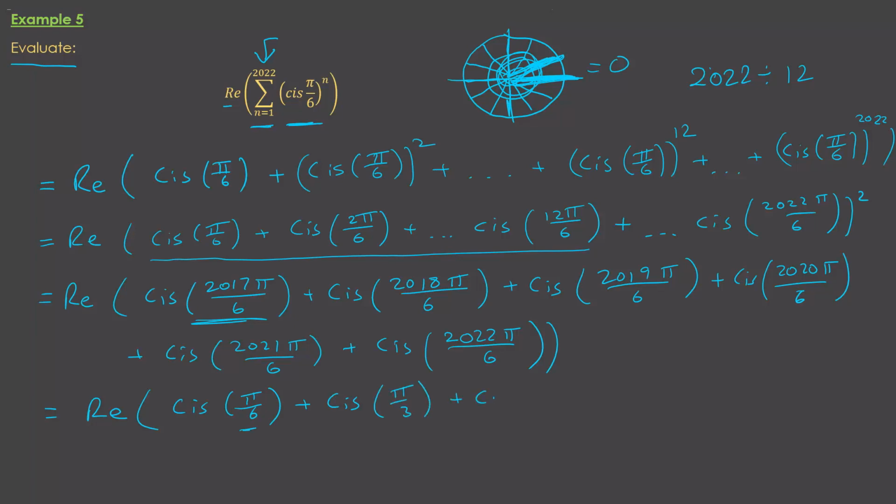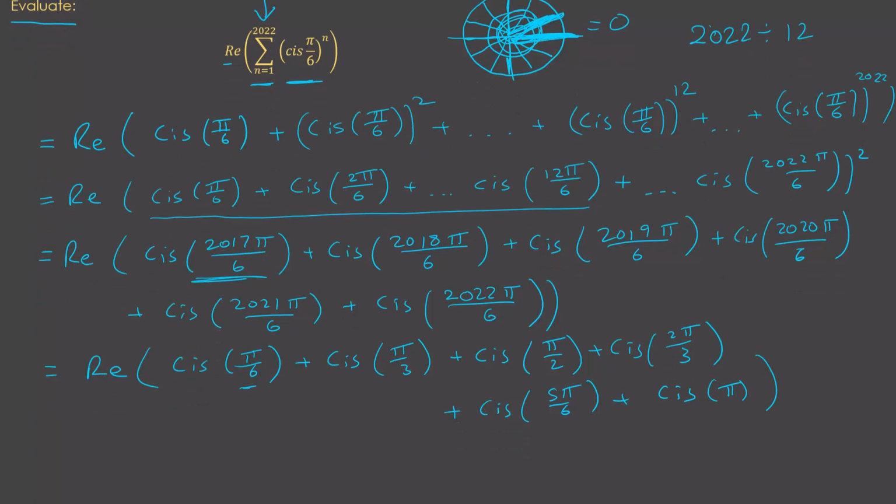So, following that on, we're going to get cis 2 pi by 6, which is pi by 3, plus cis 3 pi by 6, which is pi by 2. And then we're going to have cis 2 pi by 3. And then we'll have cis 5 pi by 6. And finally, we'll end up with cis pi.